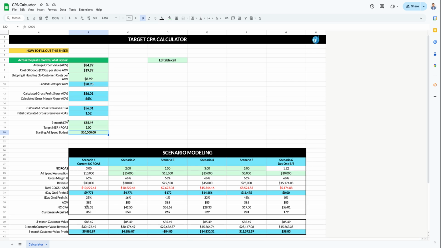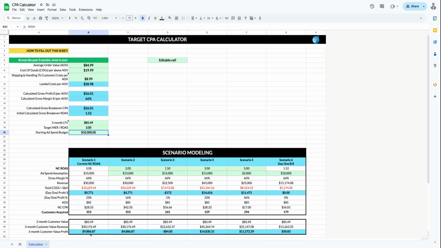Our average order value is 85. Our customer acquisition cost is going to be $28.33. We're going to acquire 353 new customers. And then that 3-month customer value is $85.49, which we put in right here.